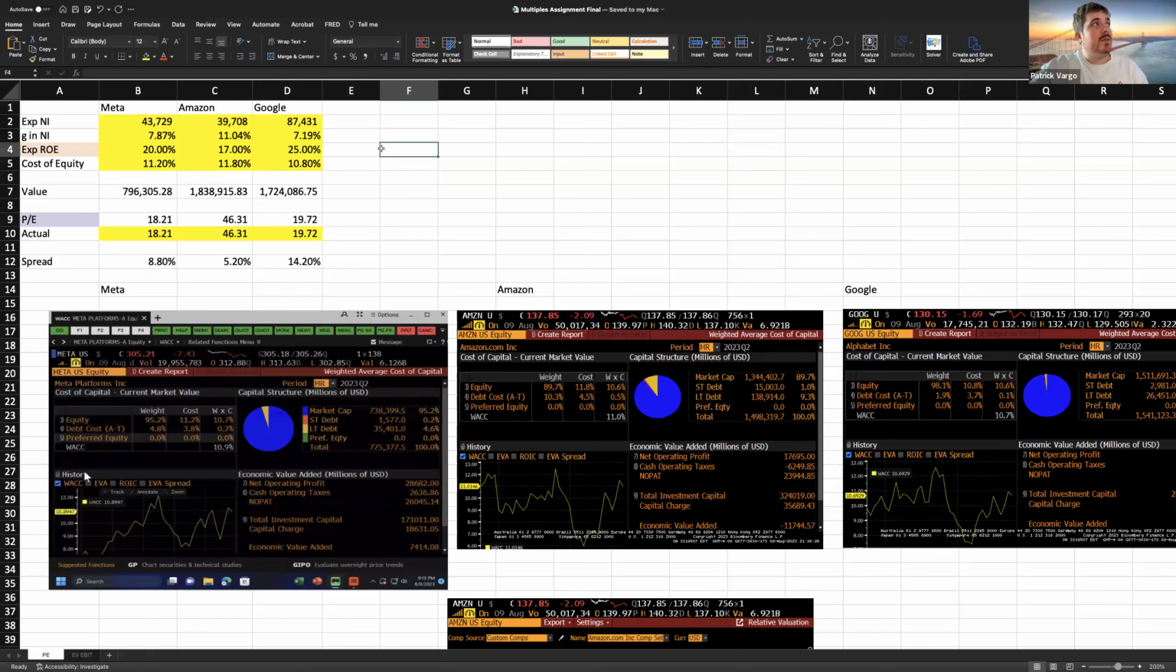Sure. So their expected future growth is nearly 50% higher than either competitor at 11.04%, as opposed to high to mid sevens for Google and Meta. Their spread is lower at 5.2%, which is less than half of their competitors. They have a lower ROE at 17%, as opposed to 20 and 25% for their competitors. And their cost of equity is the highest, but again, their growth rate is what's driving the higher premium.